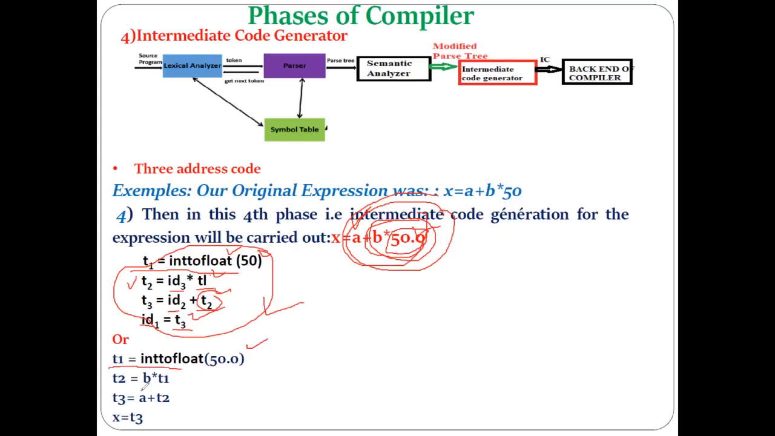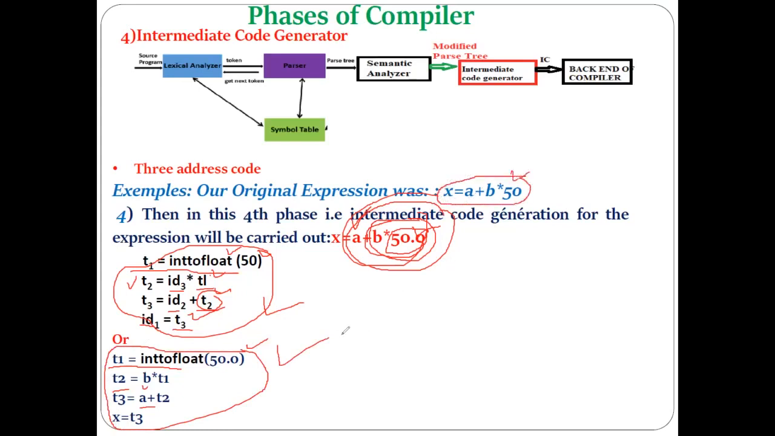T1 equal to int to float 50.0, T2 equal to B into T1. Instead of ID3, you can directly utilize the variable name also. T3 equal to A plus T2. For ID2, we have utilized A here. Okay, and X is equal to T3. So you may give the name to the variable as ID1, ID2, ID3 likewise, or you can directly also utilize the variable itself. Okay, so this is nothing but the 3 address code generation for this particular expression.